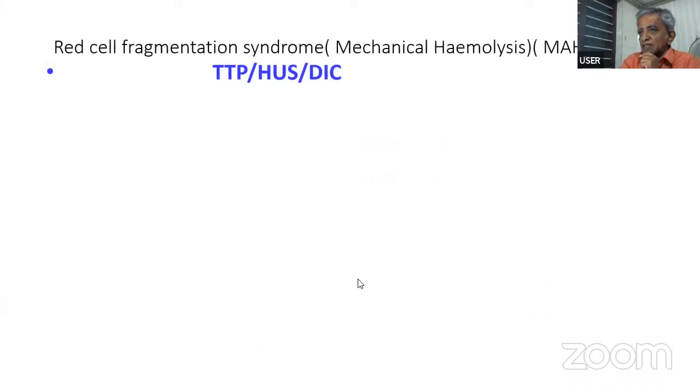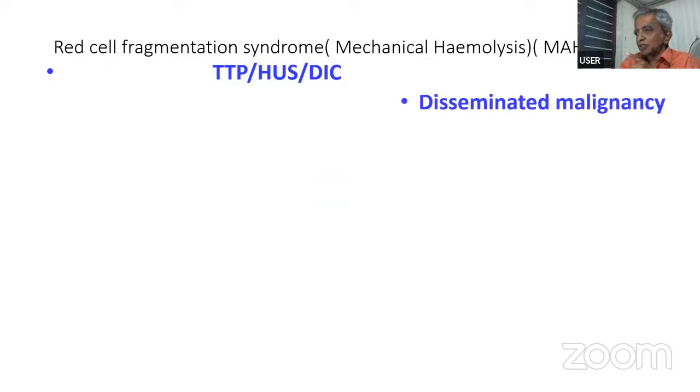Let's go to the next slide. Now, what are the causes of red cell fragmentation syndrome? It can be a short note, it may not be an essay. TTP, HUS, DIC I already told you. Then disseminated malignancy. Maybe there are intravascular deposits of malignant cells. Some alterations happen at the capillary level. Disseminated malignancy is one of the causes of mechanical hemolysis, that is, red cell fragmentation syndrome.